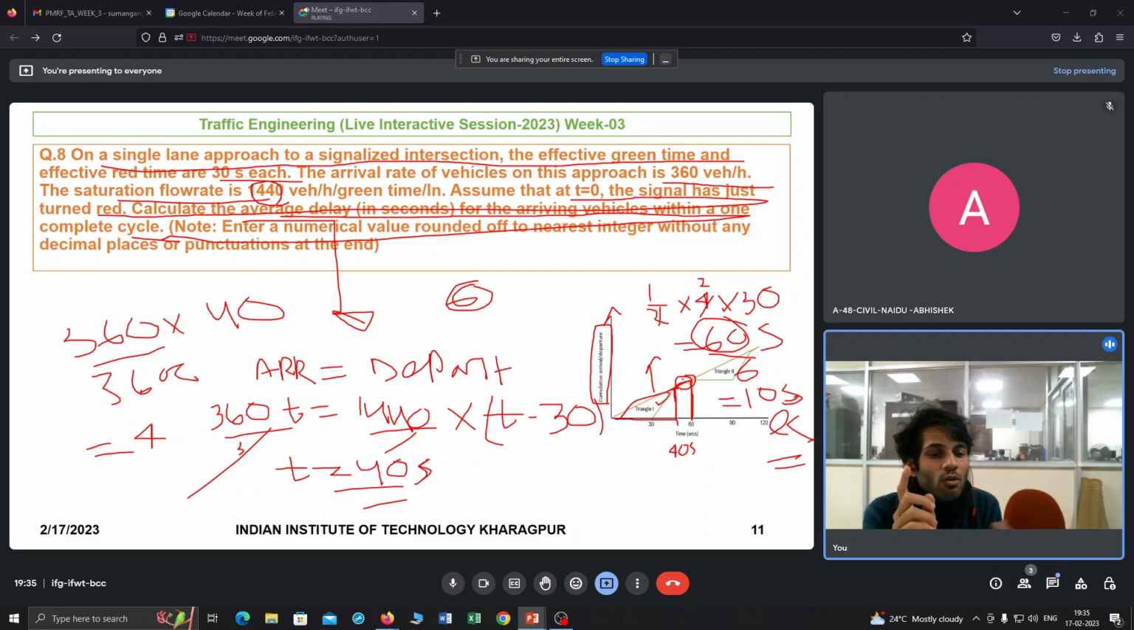Suppose in a particular cycle, 2 vehicles are facing a delay of 30 seconds and 2 vehicles are facing 0 seconds. What is the average? 2 into 30 plus 2 into 0, by 4. Is it not the average? Two vehicles facing a delay of 30 seconds, 2 into 30, 60 total delay, and another two vehicles in that particular cycle are facing no delay. But for that particular cycle, what is the average delay? 2 into 30 plus 2 into 0, by 2 plus 2. There are 4 vehicles.